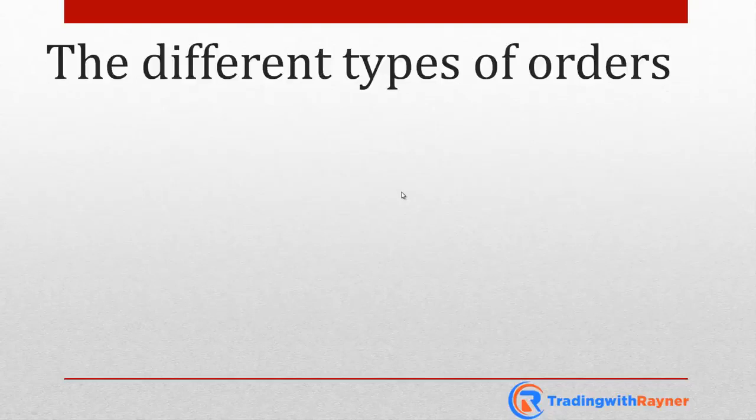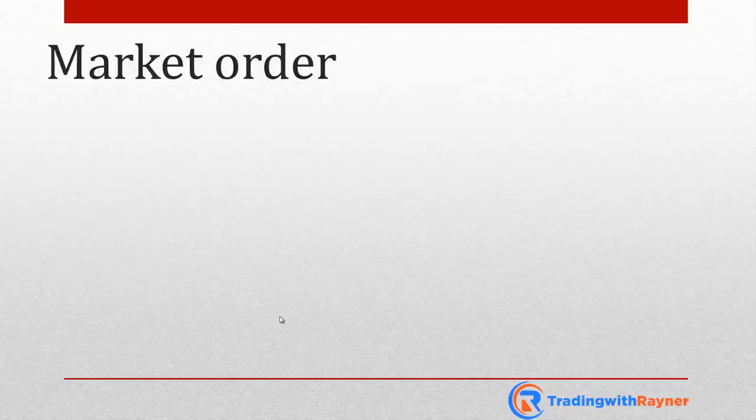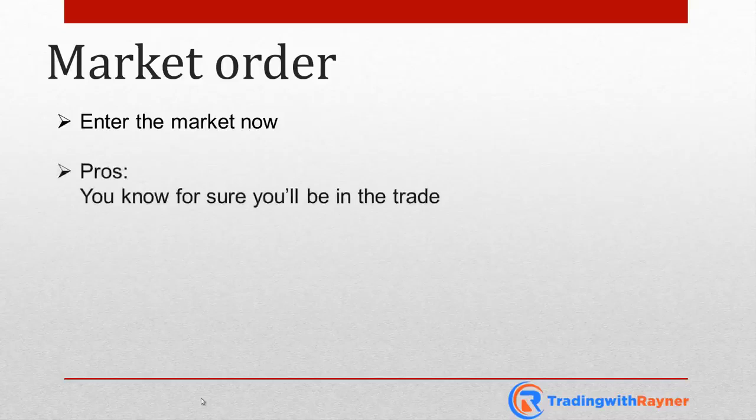Moving on, the different types of Forex orders. There are a few types: market order, limit order, stop order, stop loss order. Let's talk about market order. A market order tells your broker, hey, I want to enter the market right now. I'm the boss. I want to enter right now. The pro of this approach is that you know for sure that you will be in the trade.